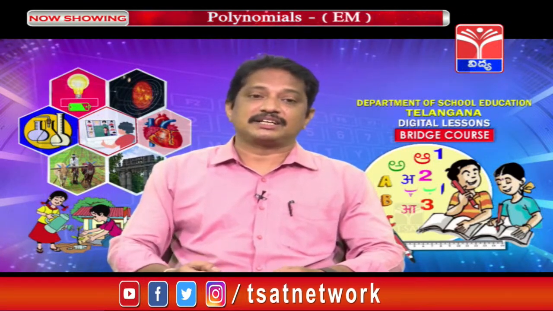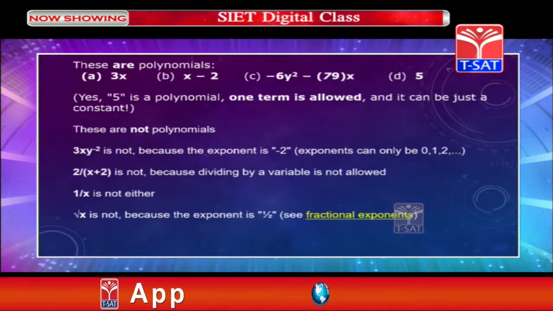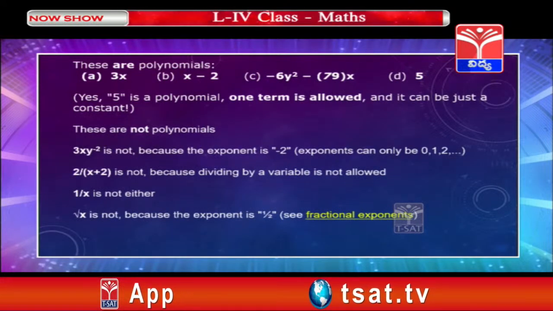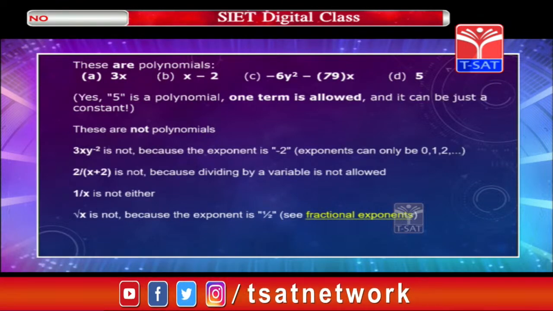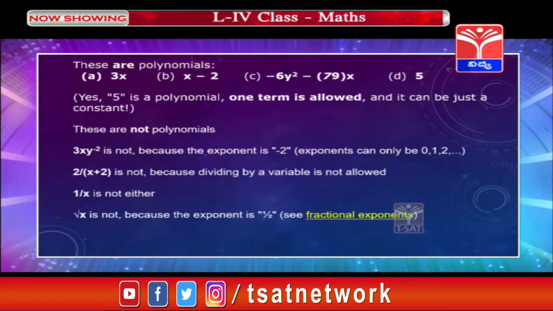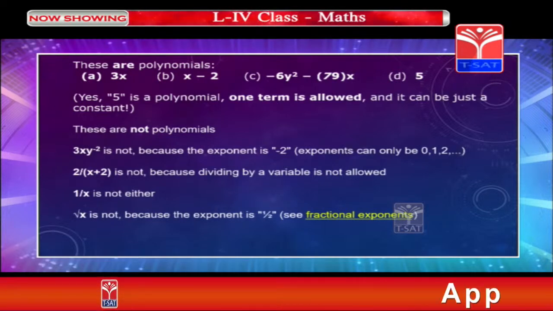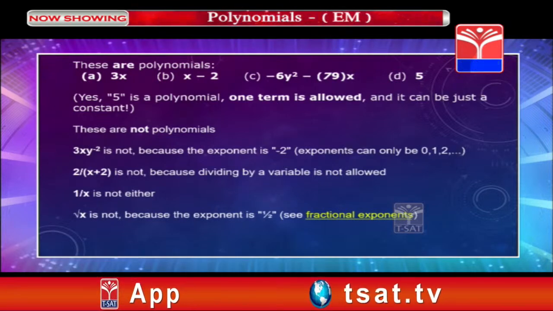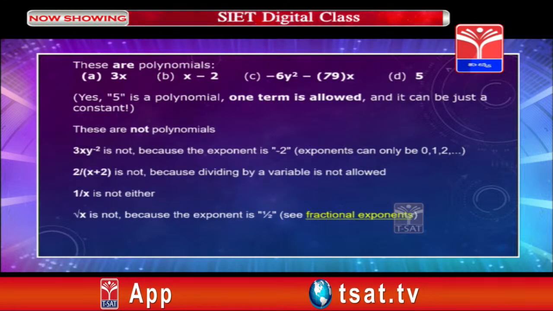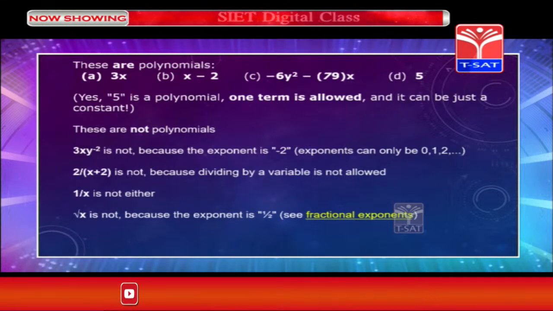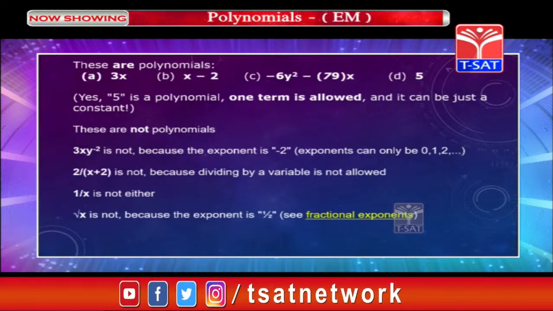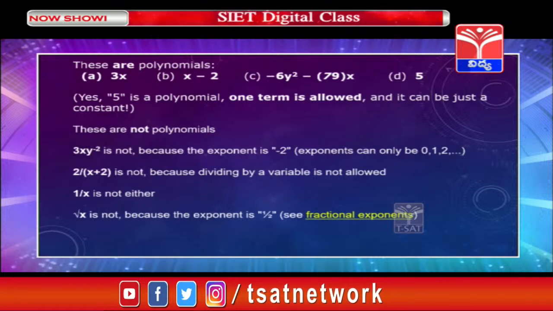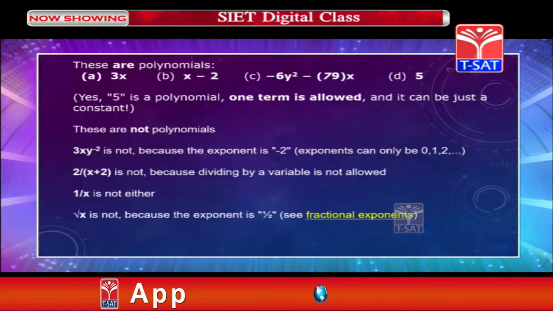Let us take another one, 2 by x plus 2. 2 by x plus 2 is also not a polynomial. Here 2 is divided by the expression with variable x plus 2. So, division by a variable is not allowed. This is another condition. Okay, 1 by x, again 1 is divided by a variable. So, it is not a polynomial. Root x is not a polynomial because the power or the exponent of x is 1 by 2. It is a fractional exponent.